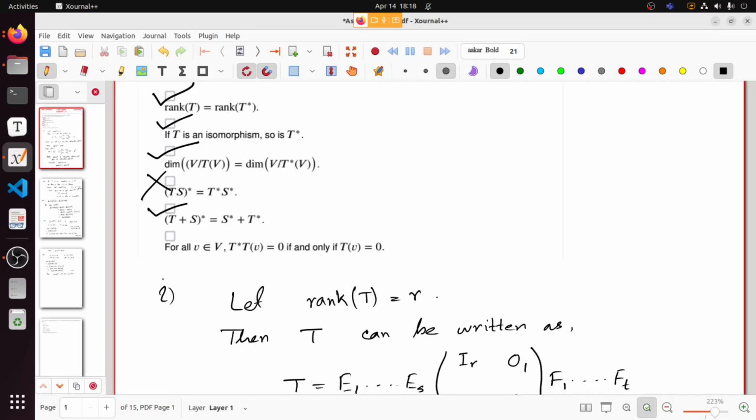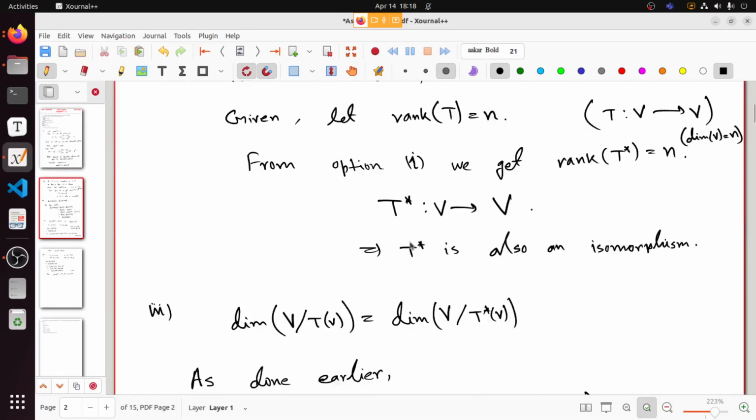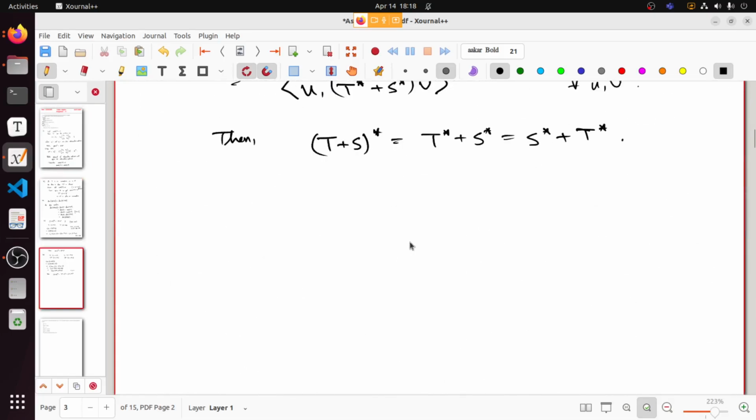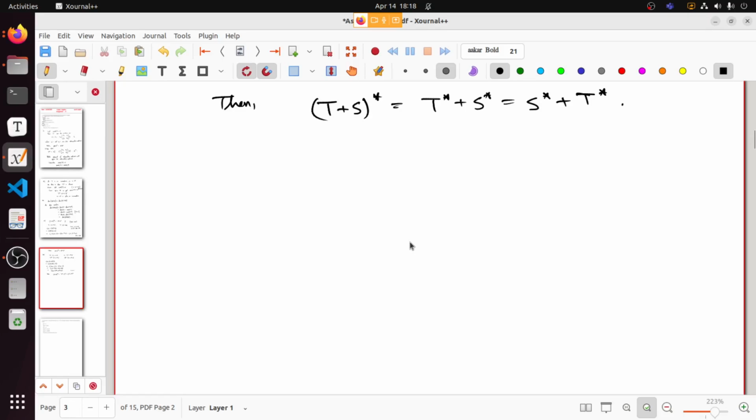Let's move to option number 6. What is it? For all v belonging to V, T star T v equals 0 if and only if T v is 0, right? Let's prove this. So this is correct. Option number 6: T star T v equals 0 if and only if T v equals 0.